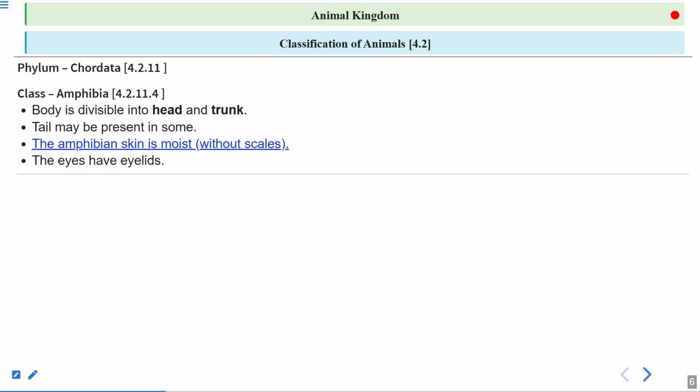The eye has eyelids. Now, you must have seen the frog. It has a very protruded eye, and there is a lid-like structure in which their eyes are fit. So, they have eyelids, right?